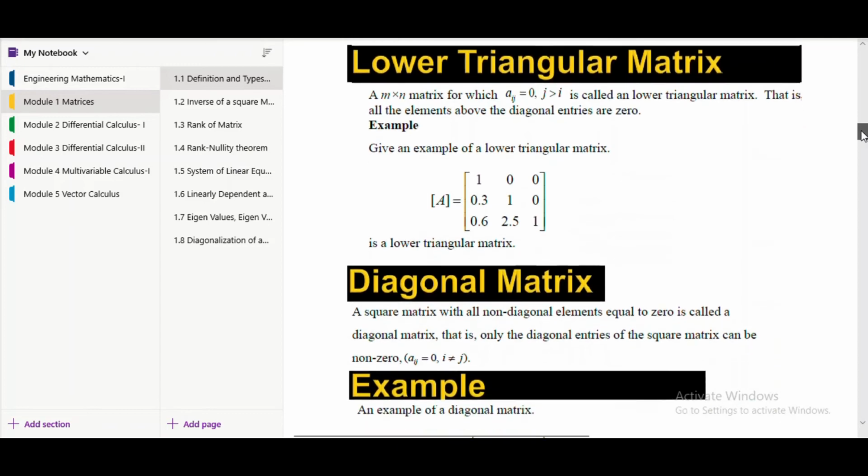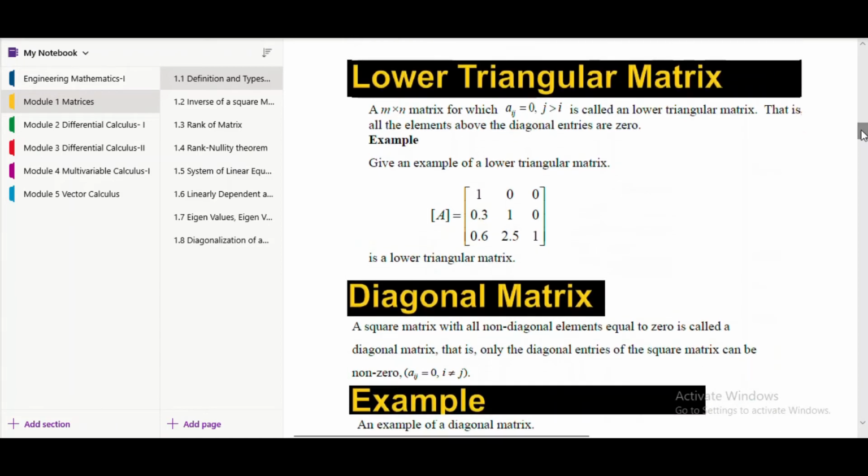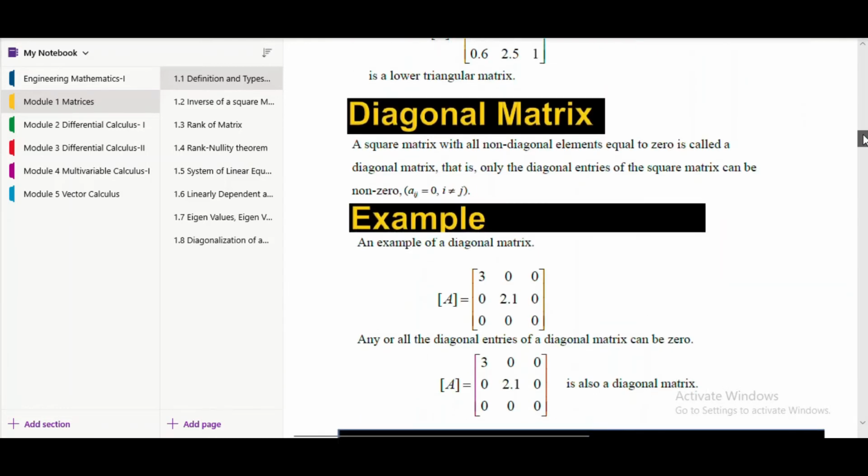Similarly, we can define a lower triangular matrix. In an m by n matrix, where Aij is equal to 0 when j is greater than i, it is called a lower triangular matrix. That is, all the elements above the principal diagonal or main diagonal must be 0. So this one is the principal diagonal, entries are 1 1 1, and above this principal diagonal all the three entries are 0. So this matrix will be treated as a lower triangular matrix.